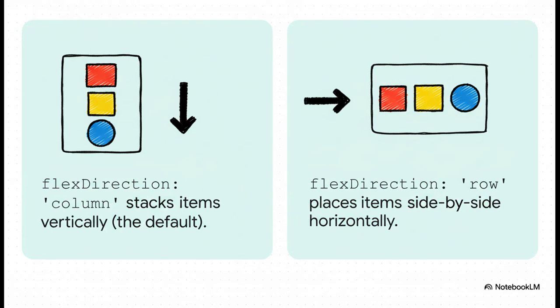So the absolute first thing to get your head around in Flexbox is flex direction. By default, it's set to column, which, as you might guess, stacks your items vertically, one on top of the other. If you want to place them side by side, you just switch it to row. That one single property controls the entire flow of your layout.